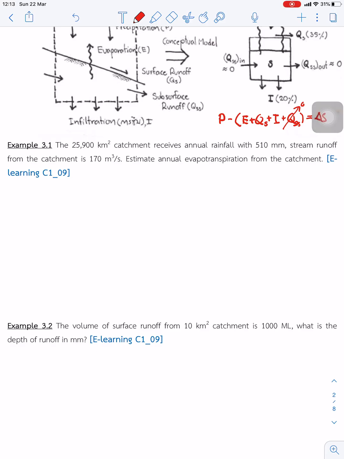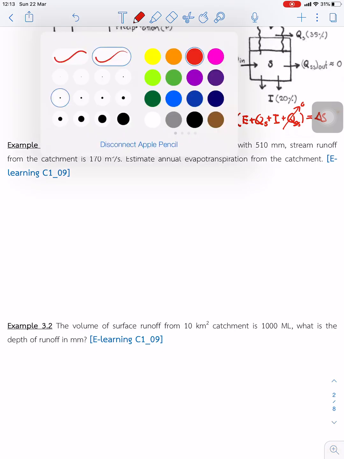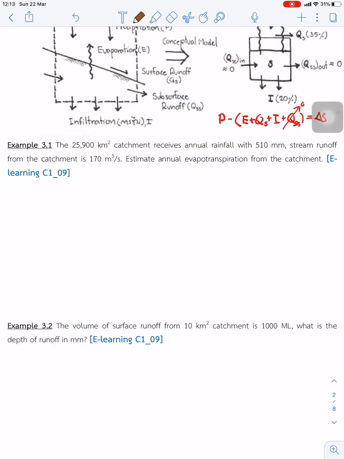This is part 2 of lecture number 3, example 3.1. If you have a catchment, and the area of the catchment is 25,900 square kilometers, and it receives an annual rainfall of 510 millimeters. So assume we can draw the shape of the catchment area.